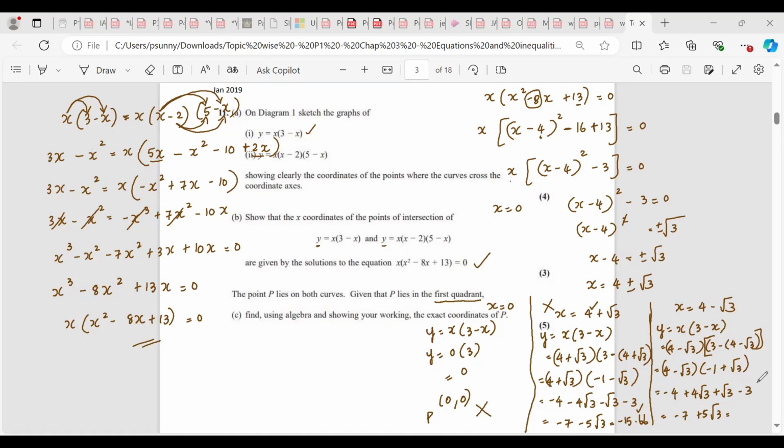In decimal form, you will get 1.66. You are getting your y as positive. 4 minus root 3 is definitely positive because root 3 is approximately 1.732. So 4 minus 1.732, you will be getting a positive value. So this is the point P. Point P has x as 4 minus root 3 and your y value is 1.66. So this will be your final answer for C.